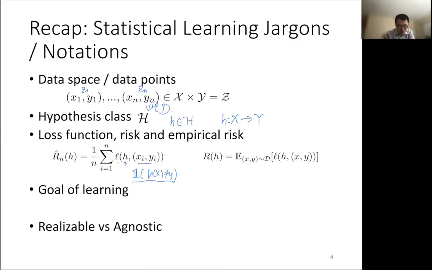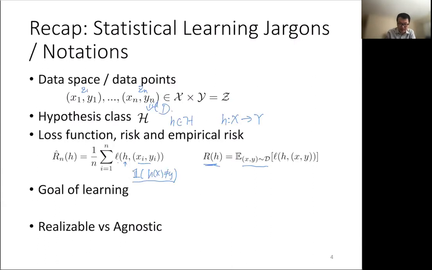With the loss functions, we can also define the performance of a classifier through something called a risk. The risk function is the expected value of the loss function of a fixed classifier when a new data point is drawn from the same distribution D. This is what we call the risk, and it measures the expected performance, the performance on average, of this classifier for future data.